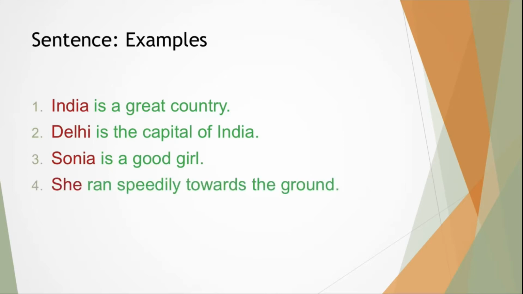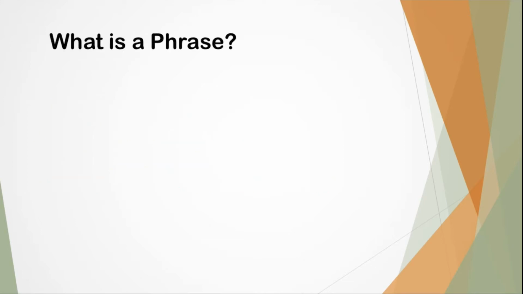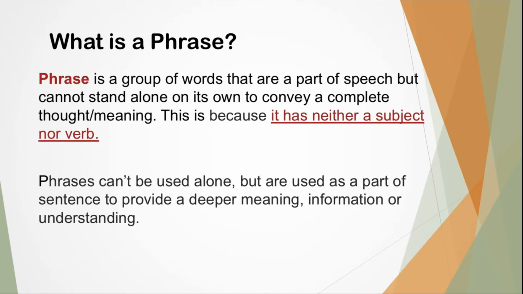The fourth sentence goes, she ran speedily towards the ground. She, the pronoun, is the subject in this sentence. Ran speedily towards the ground is the predicate. Alright? Now let's understand what is a phrase. So phrase is a group of words that are a part of speech. Okay? But they cannot stand alone on their own to convey a complete thought or meaning.